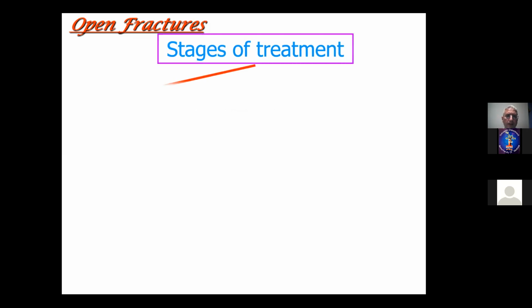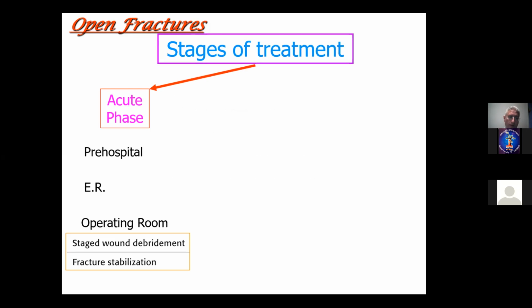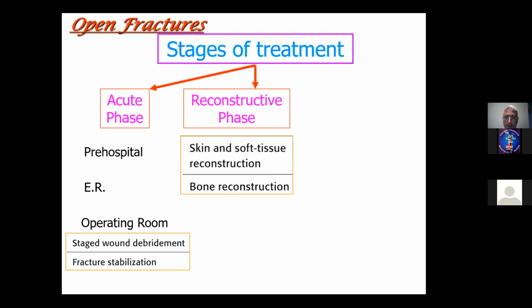Stages of treatment: we have the acute phase, which is applied in the pre-hospital stage or in the ER and in the operating room. This includes wound debridement, irrigation, and fracture stabilization. We're going to discuss this. The second is the reconstructive phase. We have steps of skin and soft tissue reconstruction and bone reconstruction if needed. And lastly, of course, the rehabilitation phase. So these are the stages of treatment of open fractures.